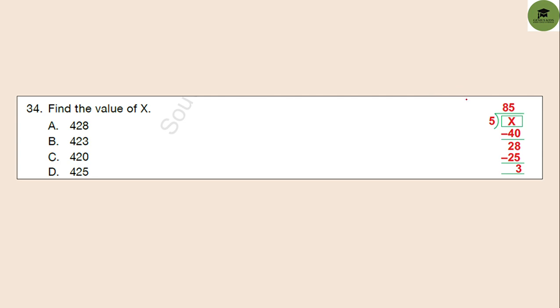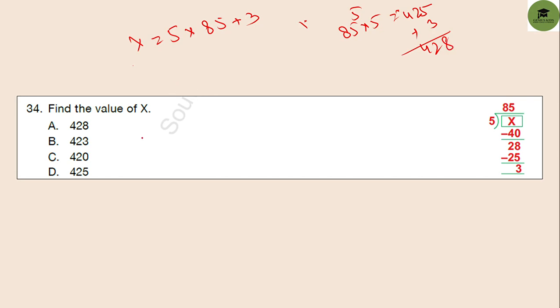Okay. Next one, find the value of x. So what is the value of x? The value of x is 5 into 85 plus 3, by the division rule. Okay. So 85 into 5 gives you 425, and add the remainder 3, it is 428. So option A is your correct answer. The value of x is 428.